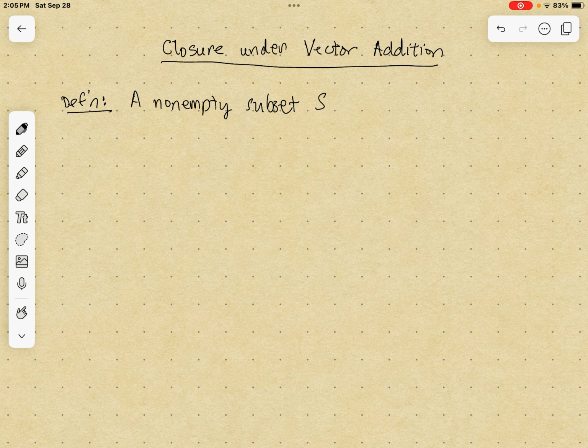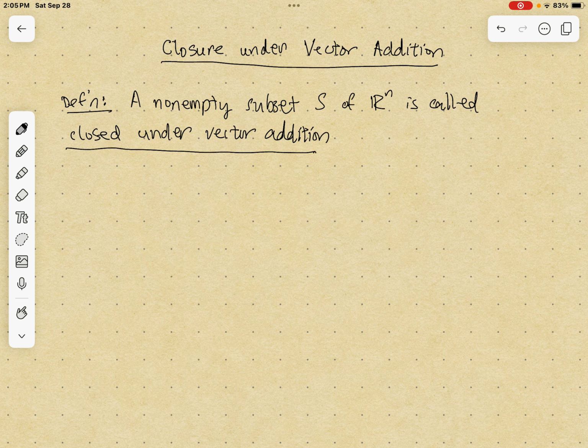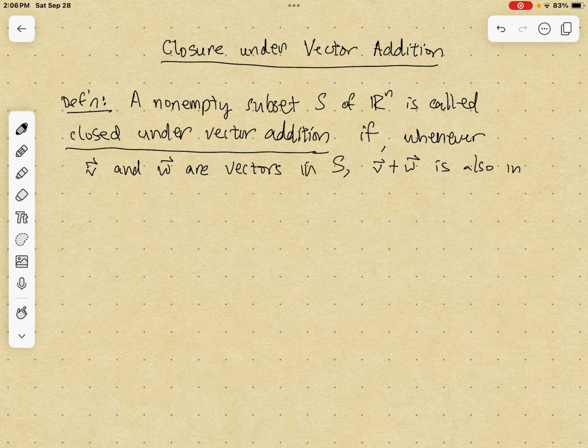So a non-empty subset S of Rn is called closed under vector addition if, whenever v and w are vectors in S, the sum v plus w is also an element of S. So this is saying that whenever you have two vectors in S, and you add them, the result is also in S. Let's look at some examples.